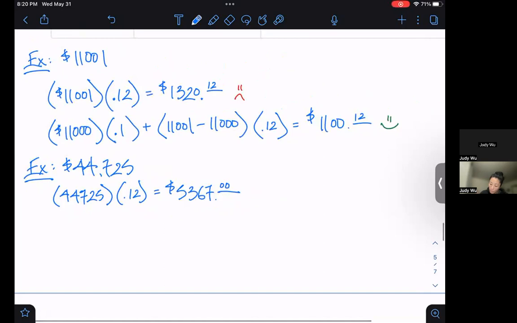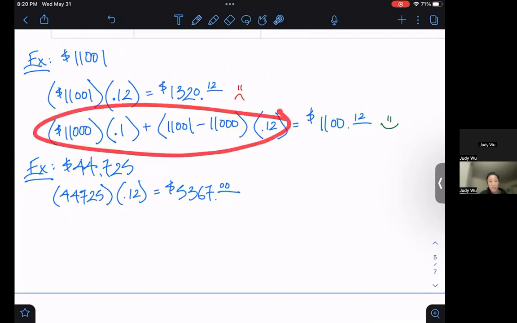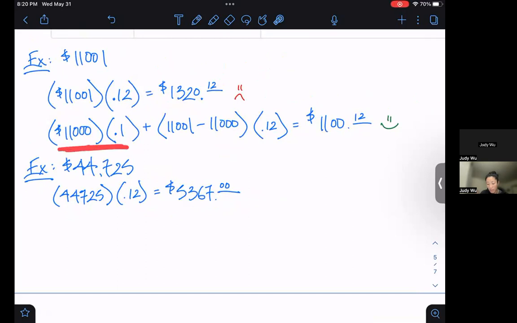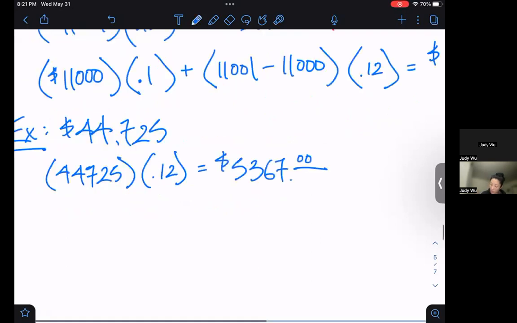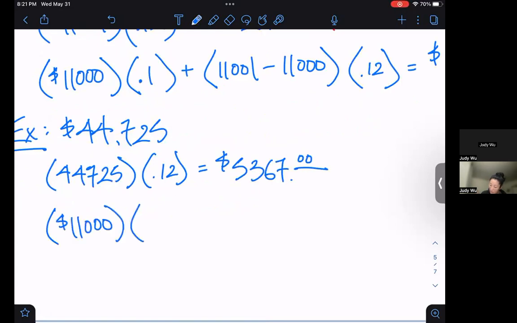But it turns out I got to do something kind of like this, right? The first bucket is only 10%, and then the second bucket is going to be 12%. Now, since I chose a new number, instead of this 11,001, I'm going to put in the 44,725, okay? Because now I'm making a little bit more. So 11,000 times 0.1 plus 44,725 minus 11,000 times 0.12.